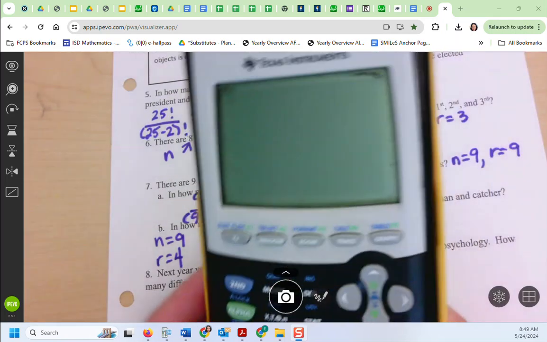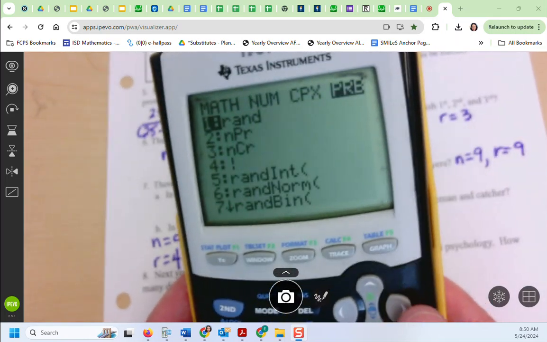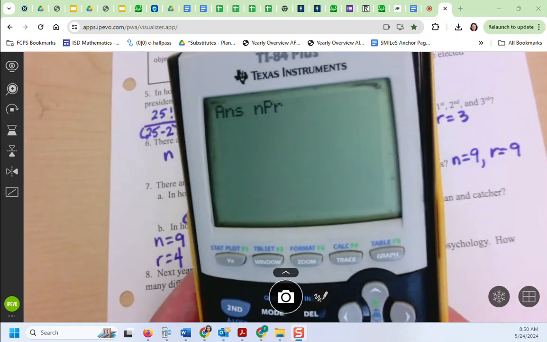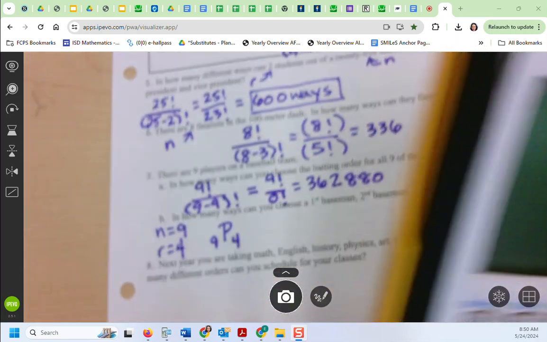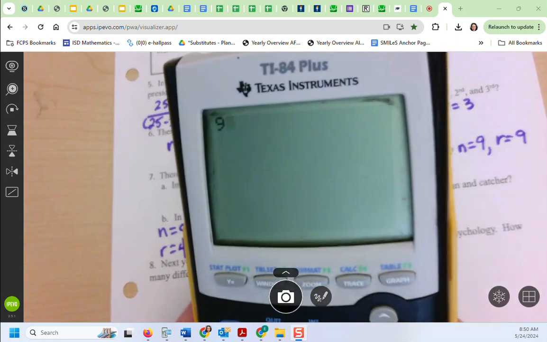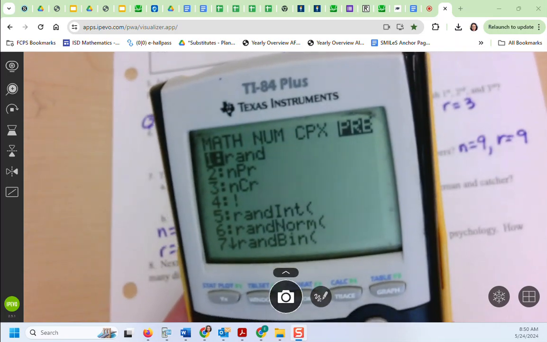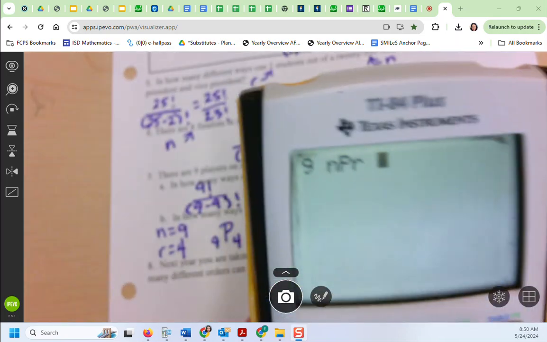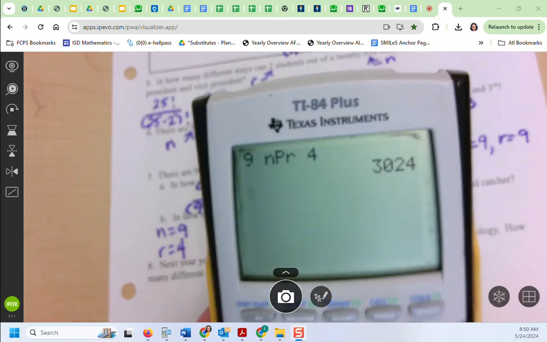All right, so we're going to try it on here. So you're going to press math. Go over to probability. Choose 2. Why does it say answer though? Oh, I know why. Because it wants you to put a number in first. So we're going to put in 9. So press 9, and then press math, and then choose nPr, and then put in 4. And that's going to work. Got it?